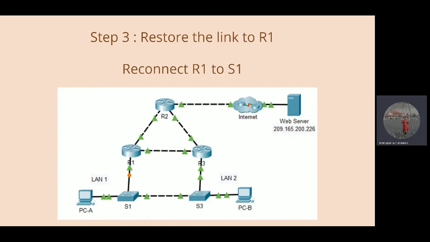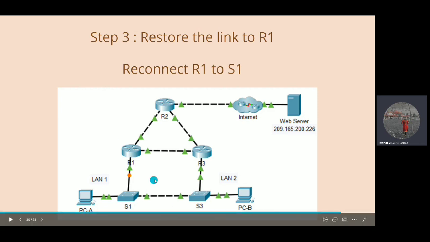Okay, next is step 3, restore the link to router 1. We have to reconnect router 1 to switch 1. We have to reconnect R1 to S1 with the copper straight-through cable. And this is the topology after we have connected R1 and S1.